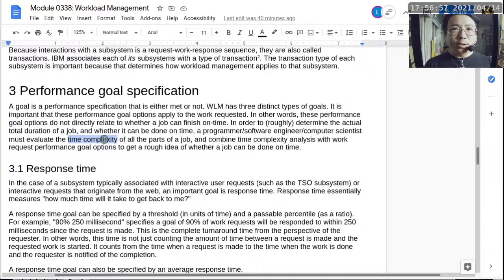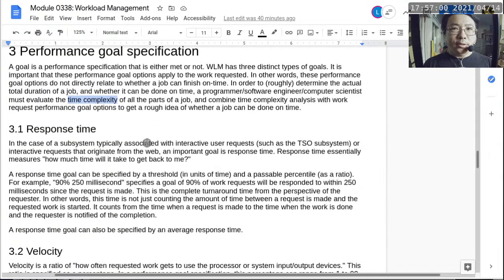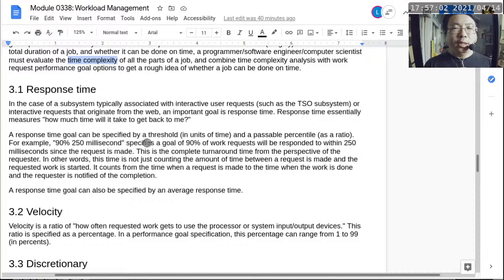So I'm not going to spend any more time talking about time complexity, and instead we'll get into the 3 ways you can specify a performance goal in WLM, in workload management. The first one is called response time. In the case of a subsystem typically associated with interactive user requests, such as the TSO subsystem or ISPF, or something interactive that has to do with interactive requests that originate from the web, then an important goal to specify is response time.